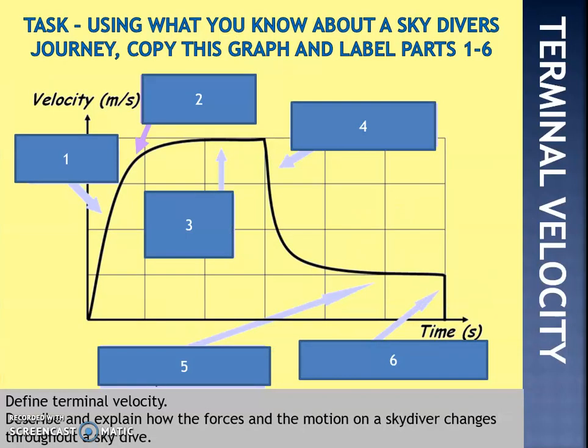Okay, final task for you to do here. I've put a velocity time graph on the board there showing the skydiver's journey. We've labelled those 1, 2, 3, 4, 5 and 6. Copy this graph in your books, label parts 1 to 6 to explain what's happening to the skydiver at those times, okay? So pause the video, copy that down and fill in your answers.